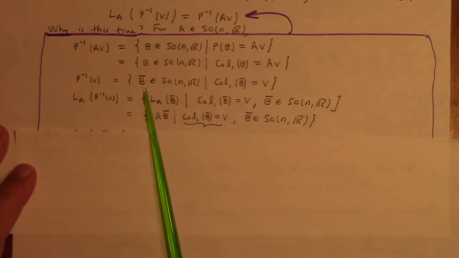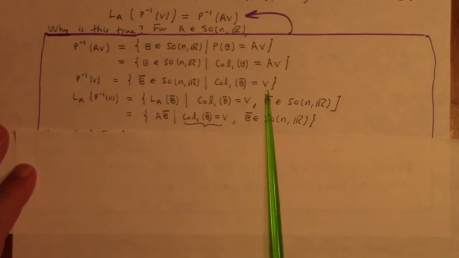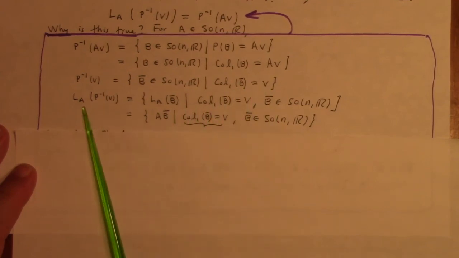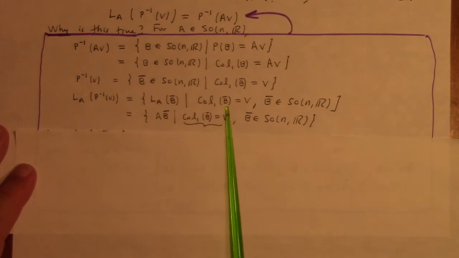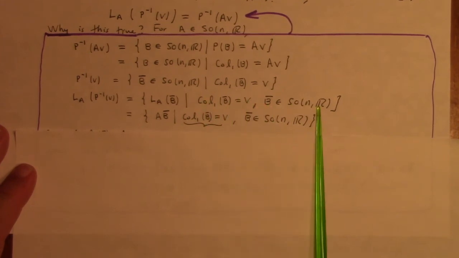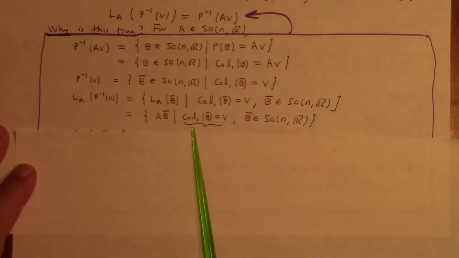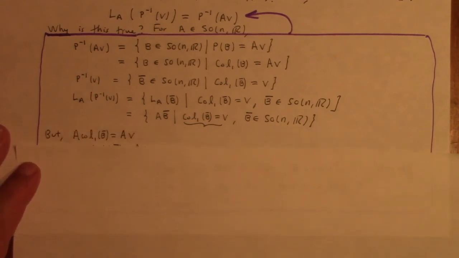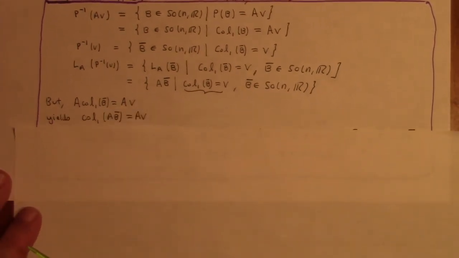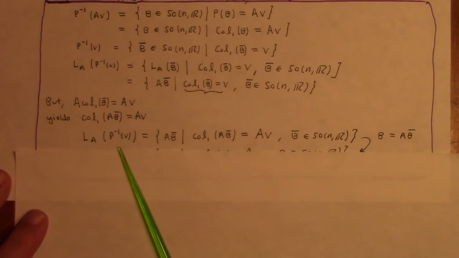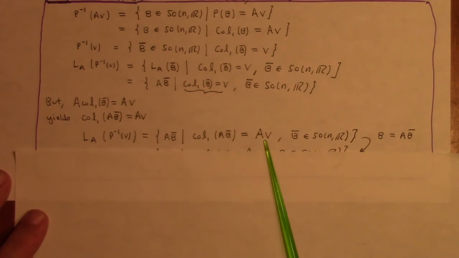P inverse of V is B bar in SO(n) such that column 1 of B bar is V. Okay, great. So what is L_A of P inverse of V? This would be L_A of B bar, such that column 1 of B bar is V, and B bar is in SO(n). But this is exactly A times B bar, such that column 1 of B bar is V, and B bar is in SO(n). Baby steps, sorry. But A times column 1 of B bar is AV, which yields that column 1 of A B bar is equal to AV. Thus, L_A of P inverse of V is equal to AB bar, such that column 1 of AB bar is equal to AV.